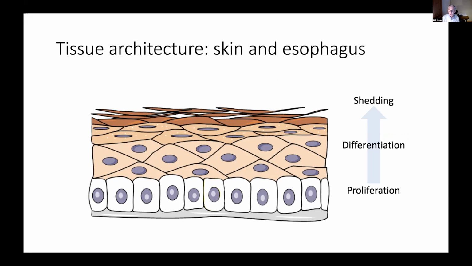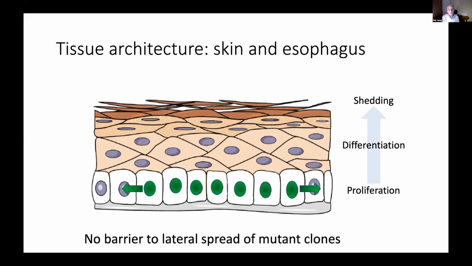Now, the structure of the tissue is very different from the liver that we were just hearing about, because critically, there is no barrier to prevent the lateral spread of mutant clones. And as I'm about to show you, this means mutant clones can get millimeter or centimeter scale in size. That is critical if you're going to understand the basis of clonal evolution and selection in these tissues.